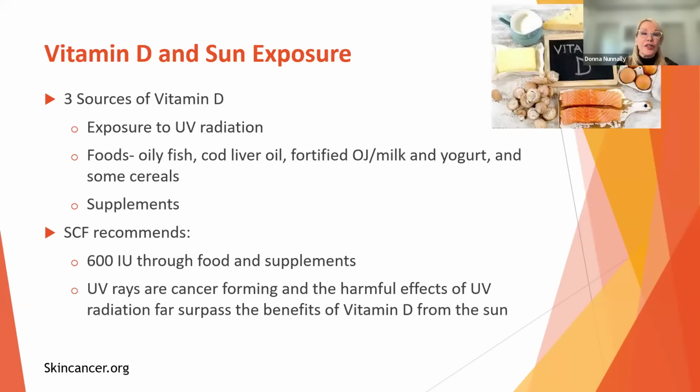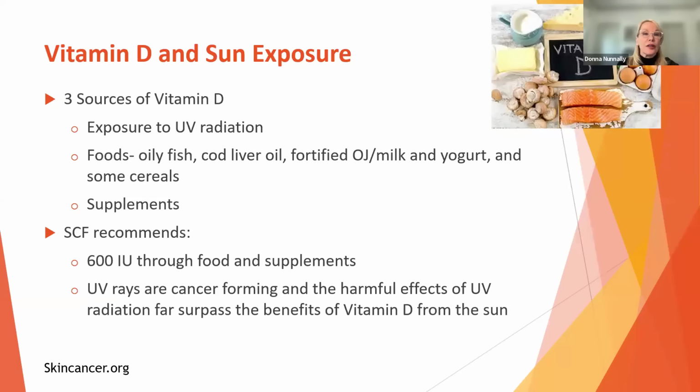So let's talk about vitamin D in your skin. There's 3 sources of vitamin D, the first being sunlight. Then there's food: oily fish, cod liver oil, fortified orange juice, milk and yogurt, and some cereals. And then there's supplements, which are over the counter and inexpensive. The Skin Cancer Foundation recommends that people should get the recommended 600 international units through food and/or supplements. The ultraviolet rays are cancer-forming, and the harmful effects of ultraviolet radiation far surpass the benefit of vitamin D from sunlight.